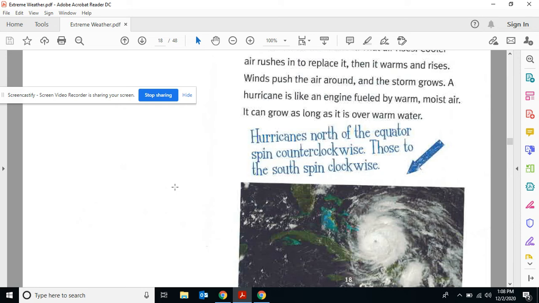Now, clockwise is if you think about an analog clock and the hands of the clock move this way, if you can see my mouse. This is what's called clockwise because a clock's hands move this way. Now, counterclockwise is the opposite. Counterclockwise is the opposite of the way a clock moves.